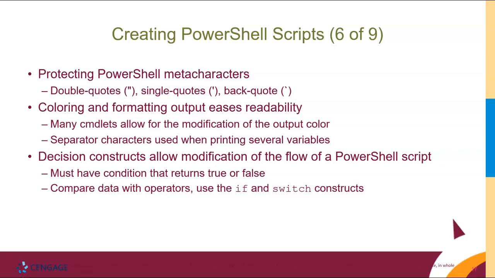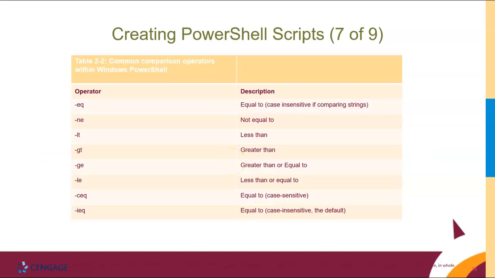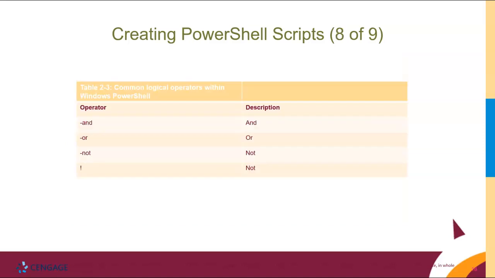Decision constructs allow modification of the flow of a PowerShell script. And every one must have a condition that returns true or false. So this would be your if, switch constructs. They all need to return a true or false value. So here are those inline operators that you can use. There's equal is EQ, not equal is NE. So these are all your inline comparison operators that you can use.